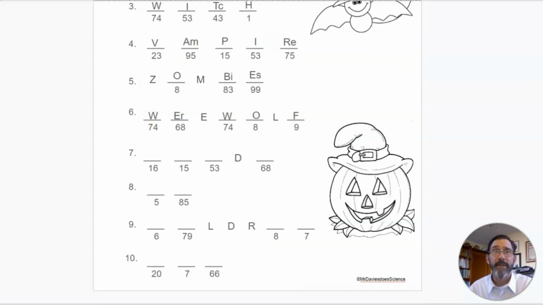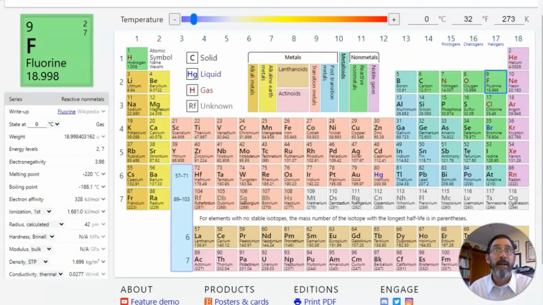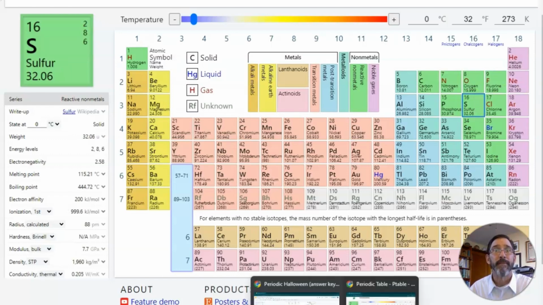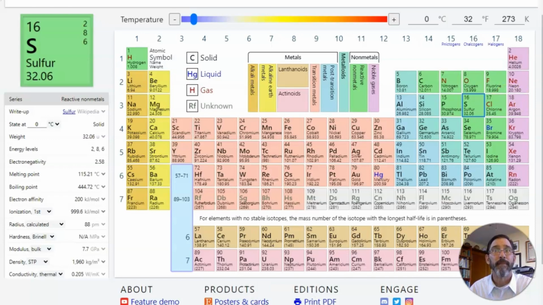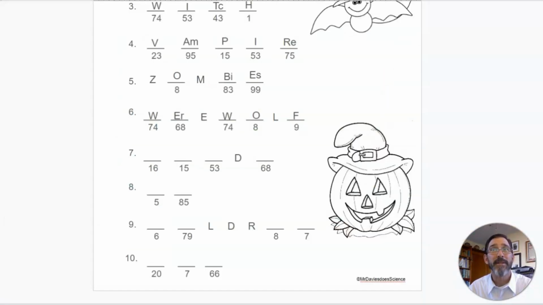Moving on to number 7, the first atomic number is number 16. Number 16 is found in the reactive nonmetals. That would be sulfur. Capital letter S for sulfur. Above number 16, go ahead and print a capital letter S.